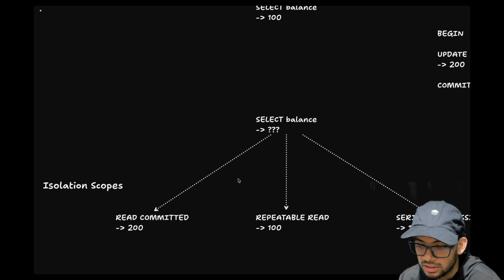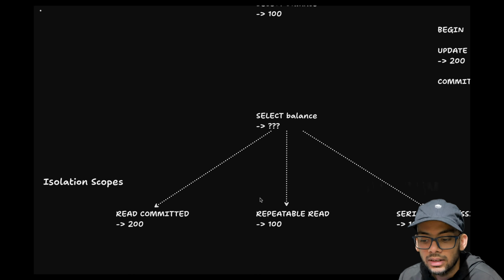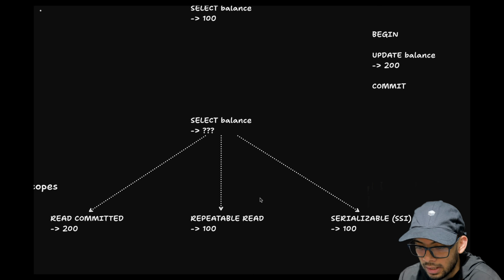But say the transaction had the isolation scope as repeatable read. Postgres tries to maintain an isolated snapshot throughout the transaction, such that during the entire duration of the transaction, the balance field's value is set to read version 1 of the value. And then there is a third isolation scope called serializable, which is similar to repeatable read but adds some additional serialization benefits, which we'll talk about soon.